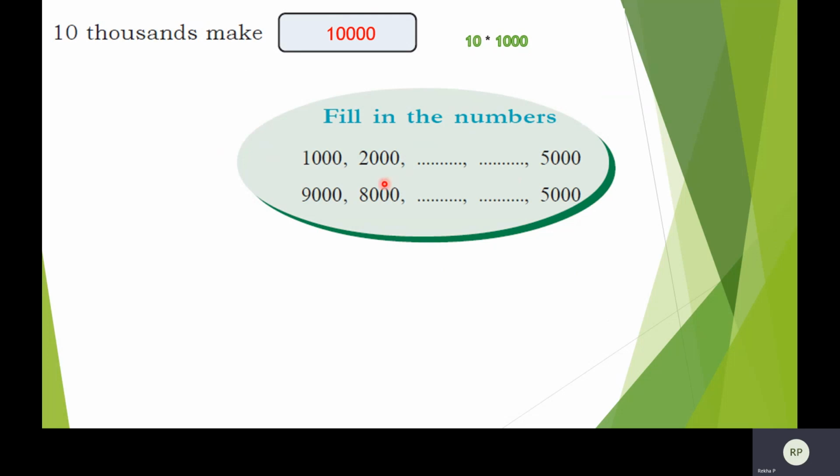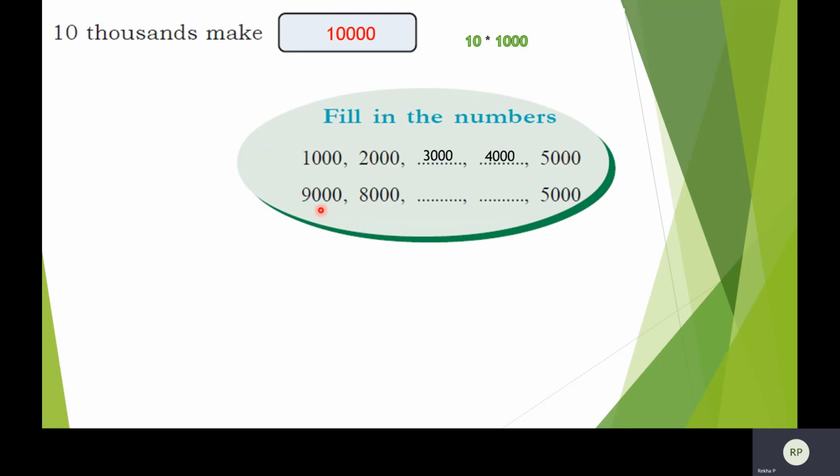Now you are asked to fill in the numbers in the series. It is 1,000. Now this is 2,000. What would be the next in the series? It is going in the series of adding 1,000 to it. So if you add 1,000 to it, you will get 3,000. Now what is the next value? Add 1,000 to it. 3,000 plus 1,000 is 4,000. Now the next one is 5,000, like that.